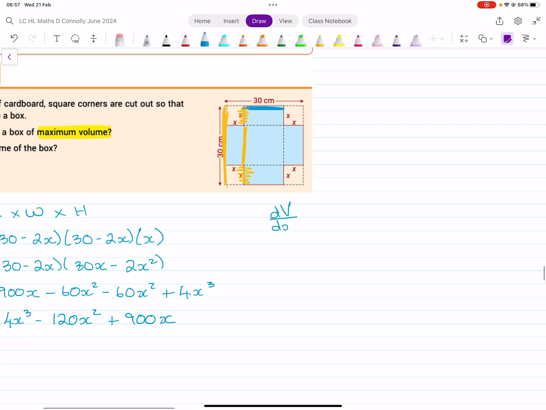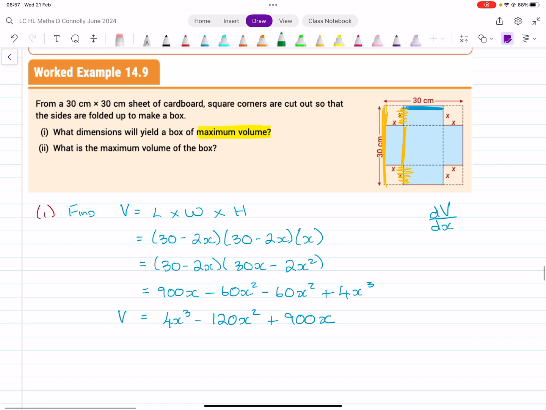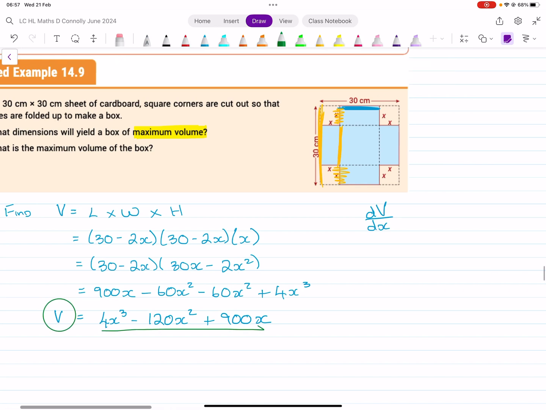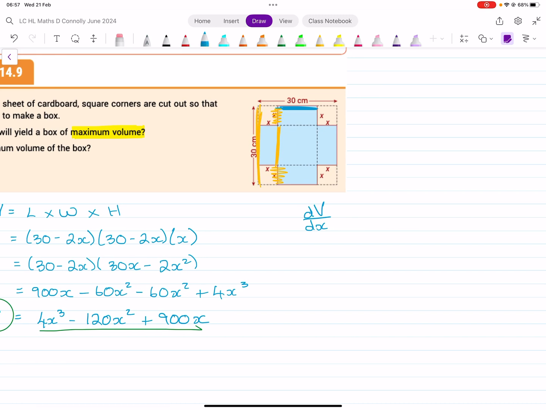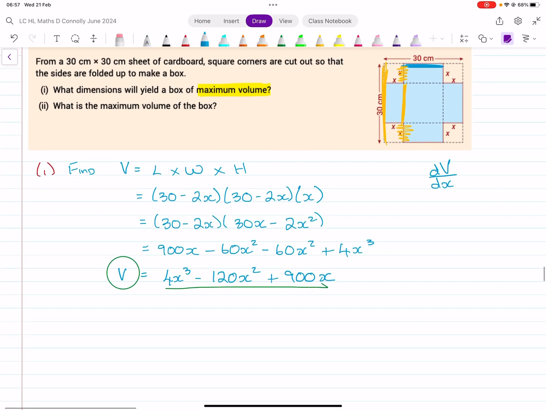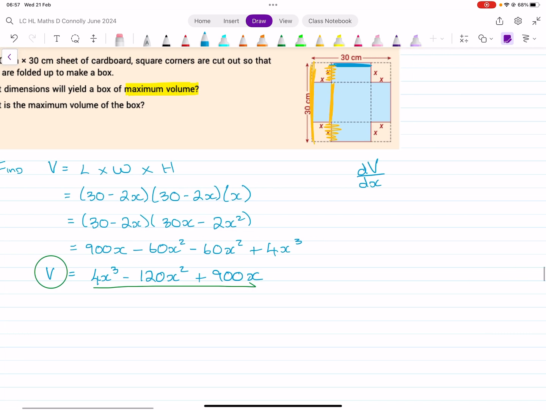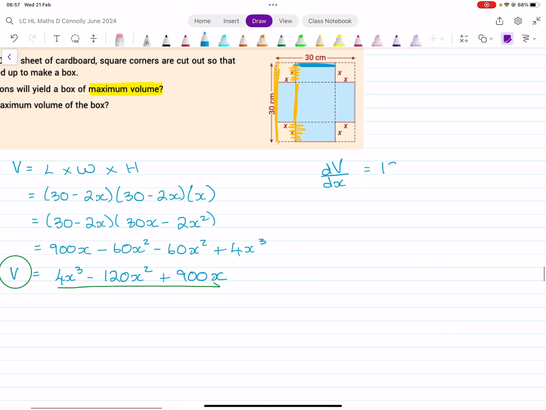So it's dV/dx, as in I am differentiating y with respect to x. Okay? Sorry, I said y and I circled V. I'm differentiating V with respect to x. So that is 12x squared minus 240x plus 900. Let it equal 0. So 12x squared minus 240x plus 900 equals 0. And we're going to solve.